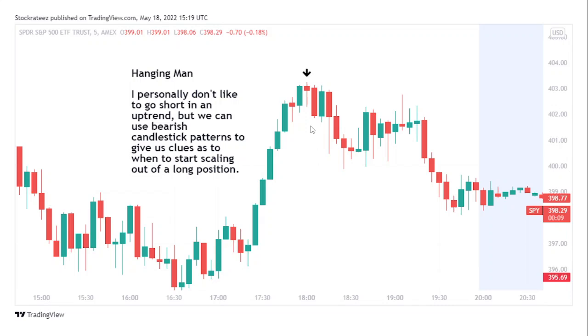Me personally, I don't like to go short in an uptrend. That's not my style. Some people do it successfully. It's just not my cup of tea. So if I see a hanging man, I'm not going to think, oh, I need to go short right here, the market is about to sell off. For me, it's more of a clue. If I'm in a position and I'm bullish and I see the hanging man, I might think, time to sell a couple contracts, time to scale out.